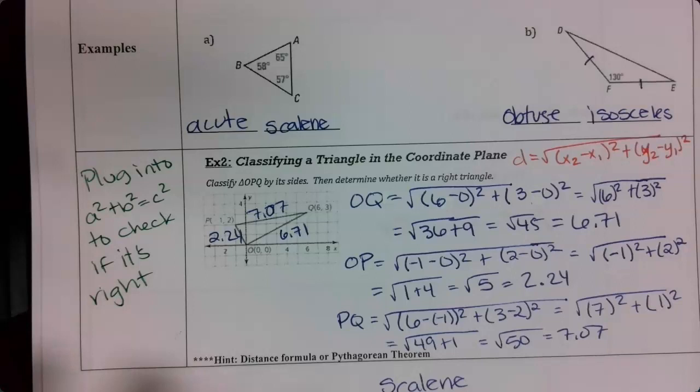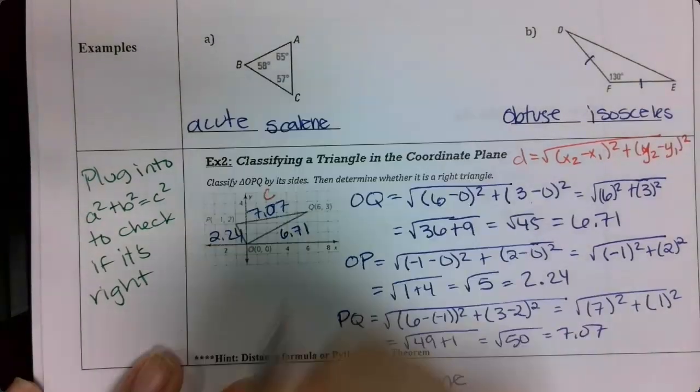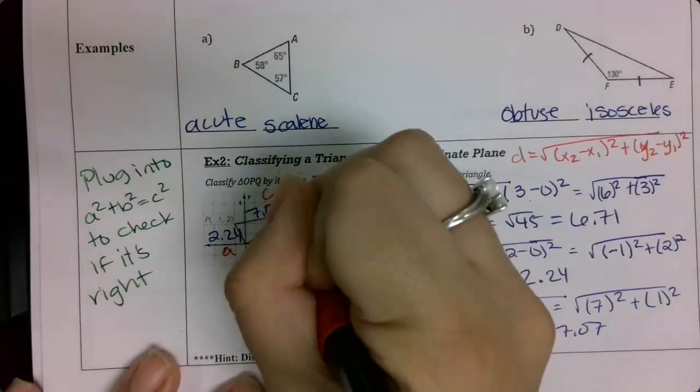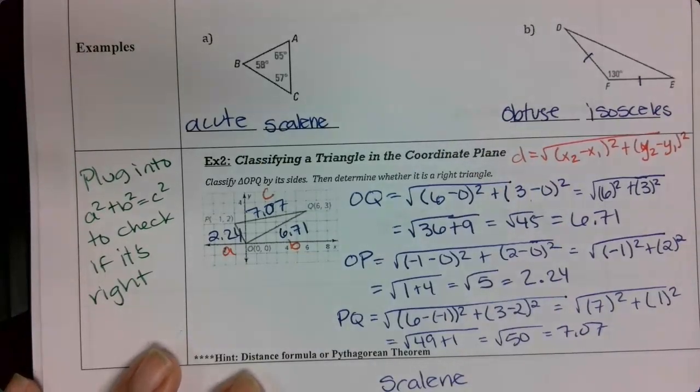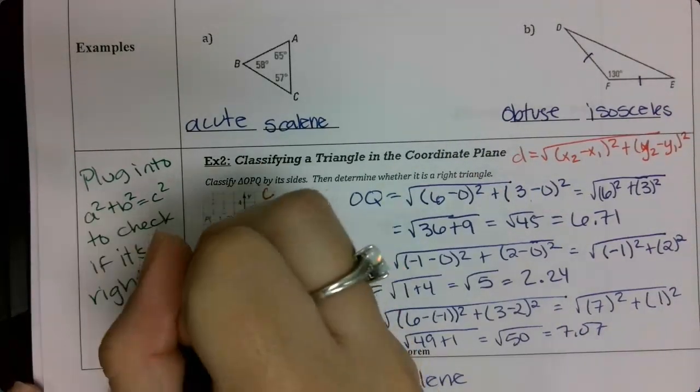How would I decide which side is A and B? Can any of the three sides be A and B? So remember, my longest side always has to be C, and then A and B don't matter. So I can switch the other two. So I'm going to plug in.